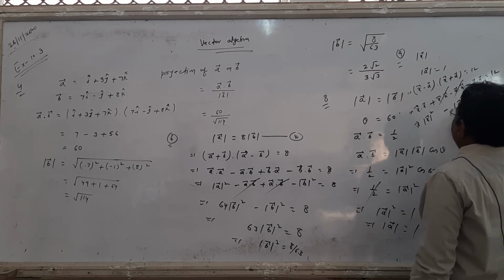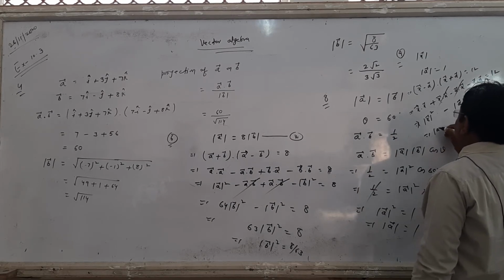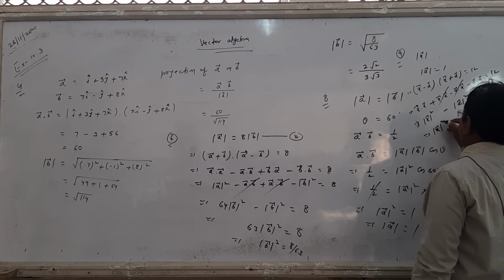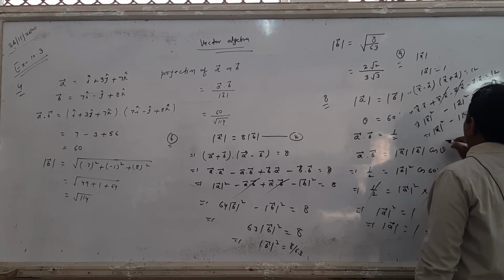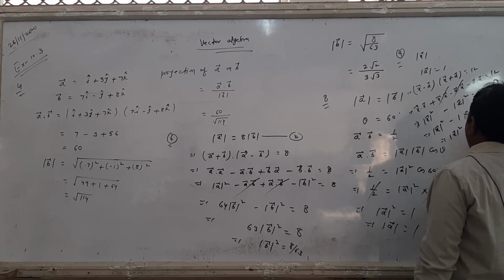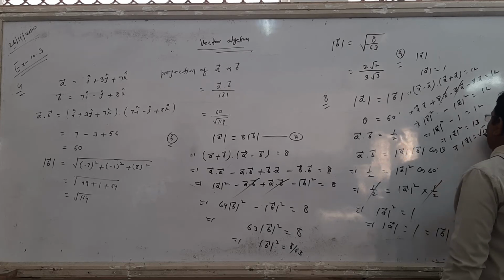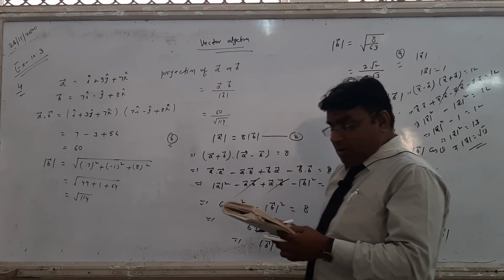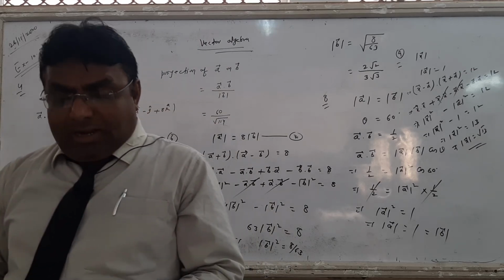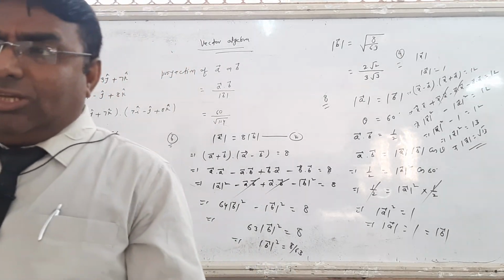So the magnitude of a is 1, given a is a unit vector. So the magnitude of a is 1. Then, substituting that, the magnitude of x squared equals 13. So the value of the magnitude of x is root 13. This is the answer.